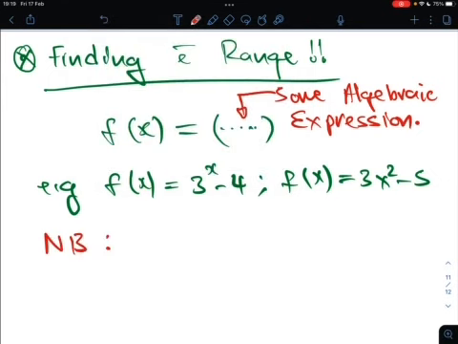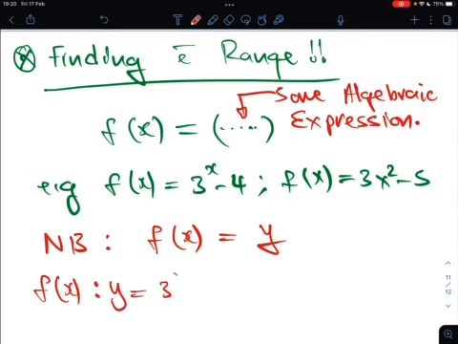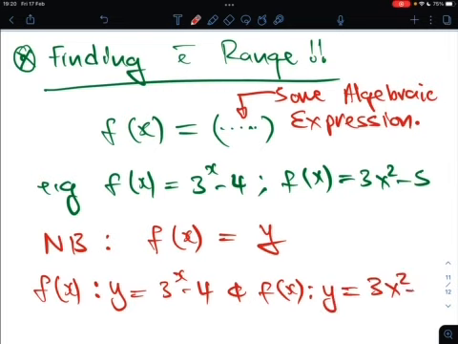NB. One thing that you should know is that this f of x, which is usually called the name of the function, can actually be replaced by the variable y. So every time you see f of x, this is equivalent to replacing it with the variable y. It means the functions that I've used as examples can be rewritten as y is equal to 3x minus 4, or y is equal to 3x squared minus 5.